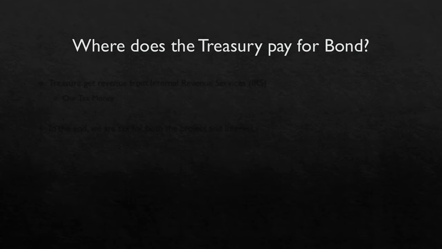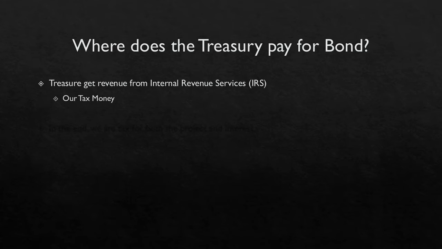So you might ask yourself, if the Treasury didn't have the initial money to give to the government, how do they manage to pay the Fed for the bond they're holding? Well, the Treasury gets its revenue from the IRS, the Internal Revenue Service, which is literally our tax money. So at the beginning, when government politicians say this is not going to cost you anything, they lie to you, because in the end, whenever that bond matures, you're going to end up paying for it.